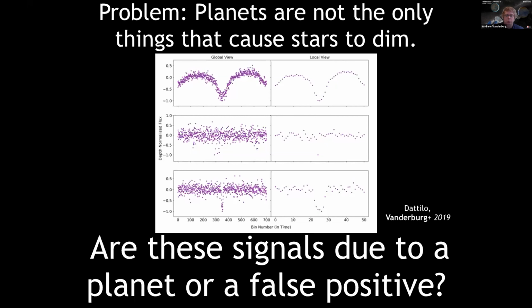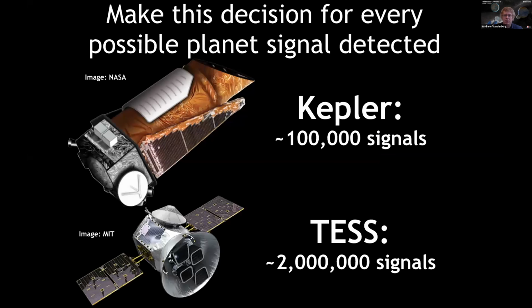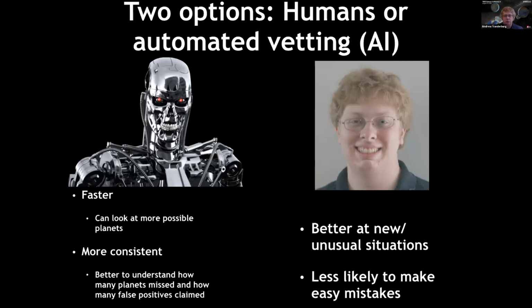And finally, there's the case that we care about, which is that you have a transiting planet. So for all of these many, many signals, we have to ask this question: are these signals due to a planet or a false positive? And making this decision for every possible planet detected can take a long time. In Kepler, there's something on the order of 100,000 signals that we would have to sort through to make this decision. And in TESS, we're equaling that every month. And over the course of the mission, we've built up a library of over 2 million possible signals that we have to decide planet, astrophysical false positive, or instrumental false positive for. So how do we do this?